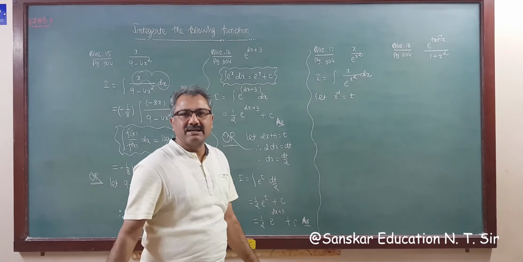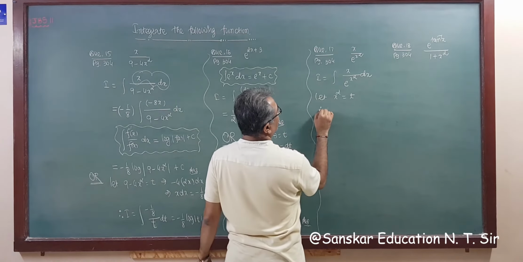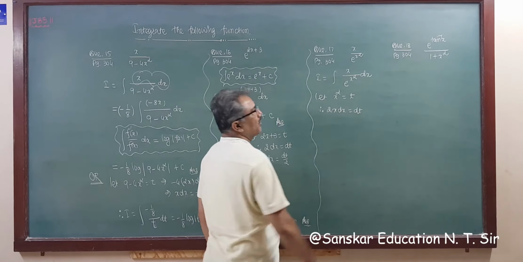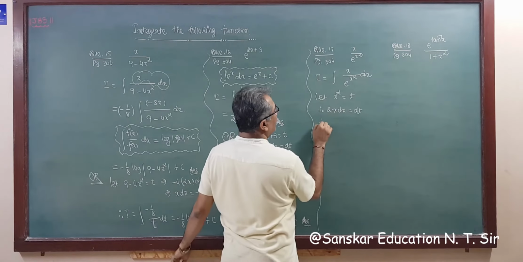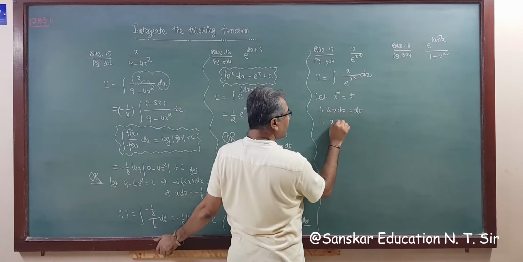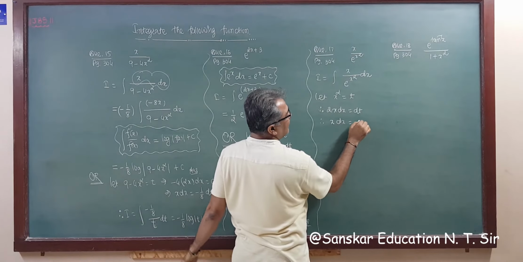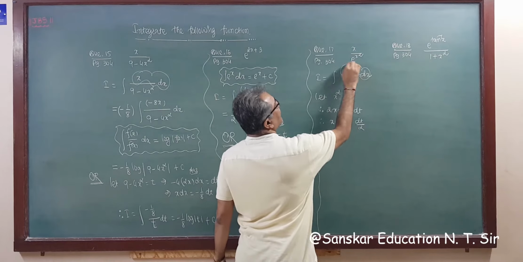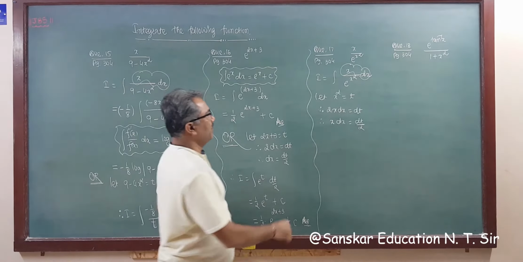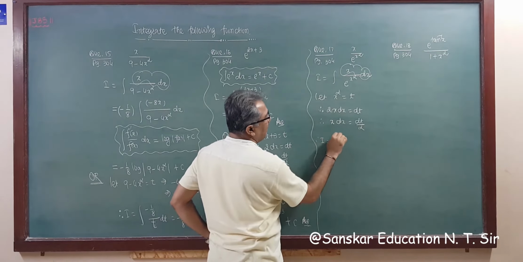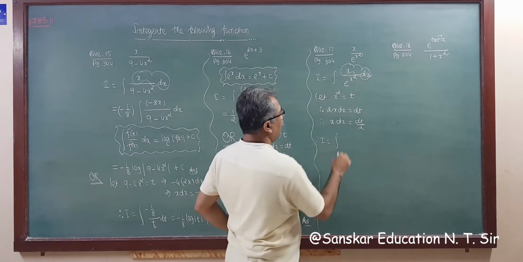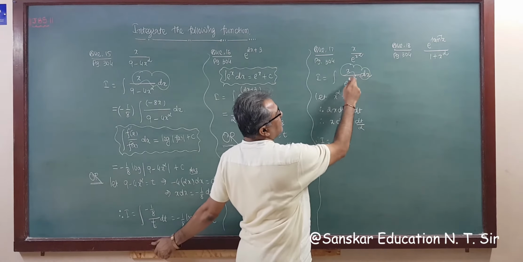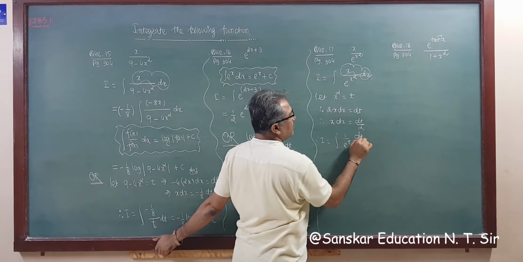So the derivative of this is twice x dx is equal to dt. But only x dx is here. So making it the subject, x dx is dt by 2. So this x dx is dt by 2. So what is your I now? I will be the integration of 1 upon e raised to t, and x dx is dt by 2.